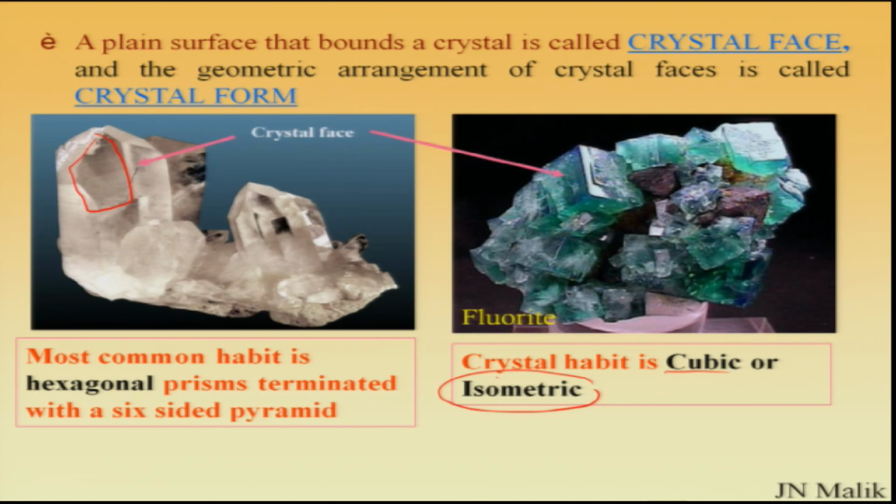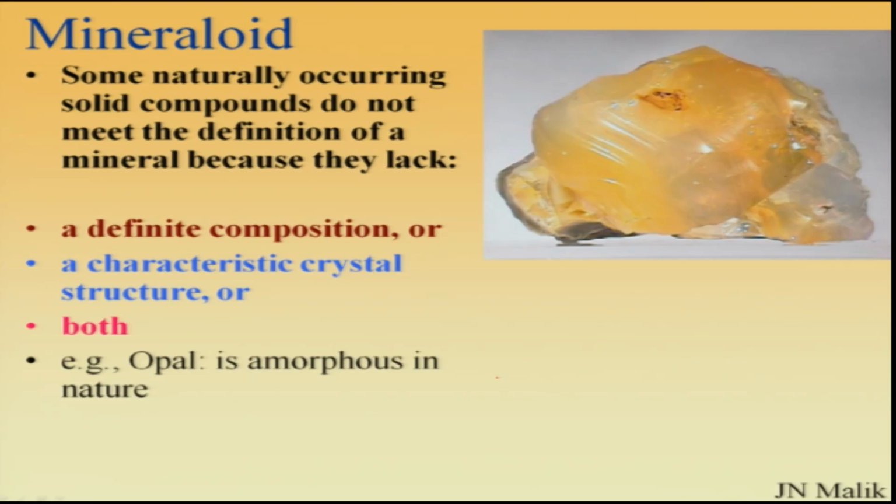So, these are all the crystal faces. There are different minerals which do not have a definite crystal face, and they are termed mineraloids. Some naturally occurring solid compounds do not meet the definition of minerals because they lack either a definite composition or a characteristic crystal structure or both, and they are termed mineraloids. An example is opal, which is amorphous and very soft in nature.